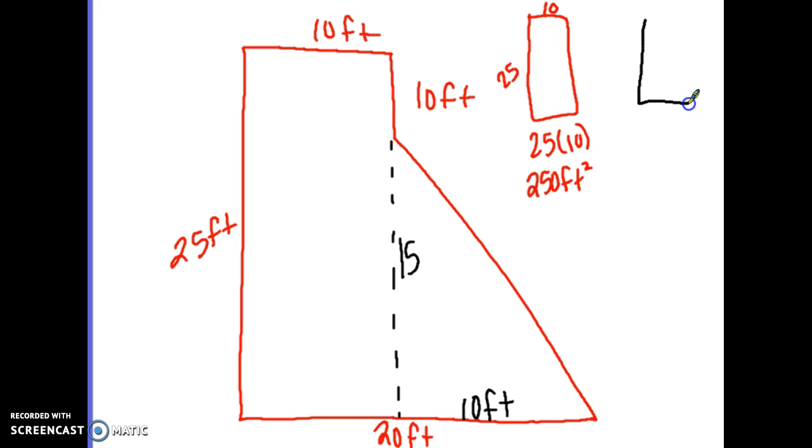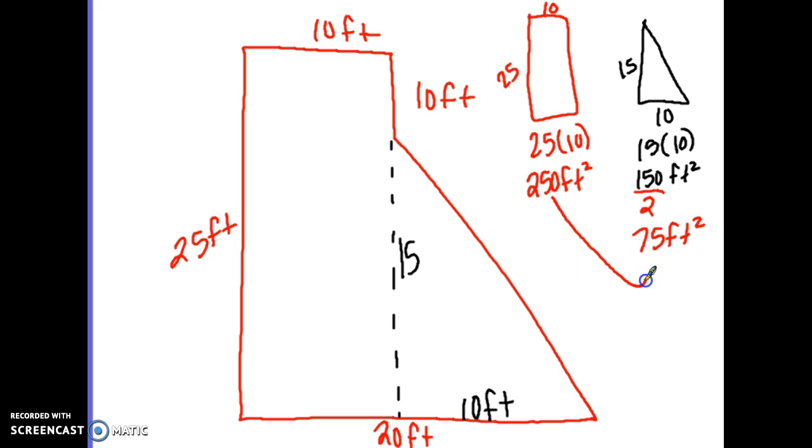For my triangle, I have a height of 15 and a base of 10. 15 times 10 is 150 square feet. And because it's a triangle, you have to divide that 150 by 2. And that is 75 square feet. Now we add these two together. 250 plus 75 is 325 square feet.